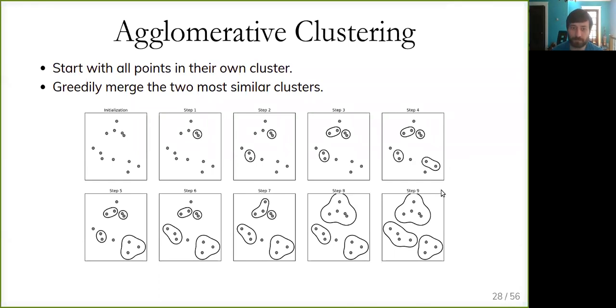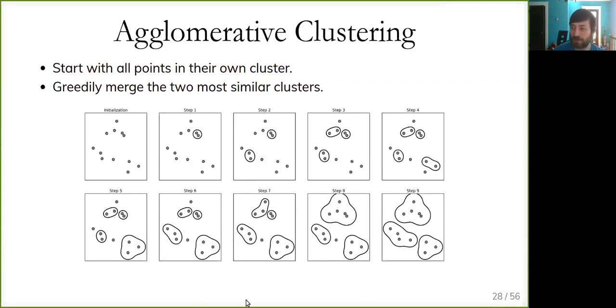So agglomerative clustering is also usually a greedy approximation. Depending on what distance measure you use, you might be able to write down the objective function, or sometimes it might just be a heuristic.